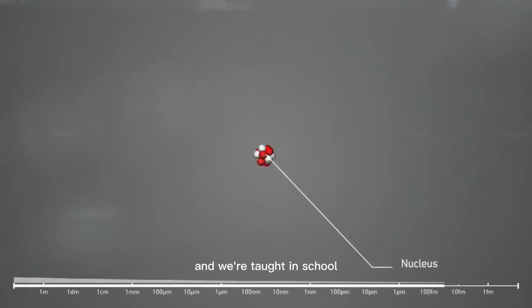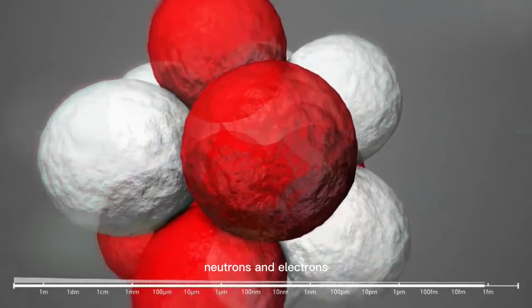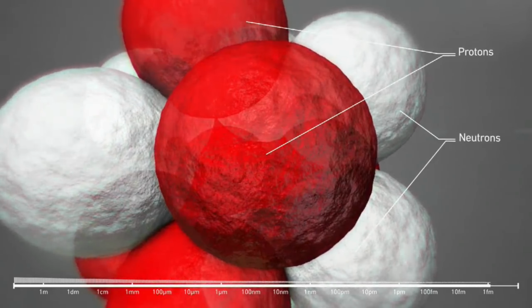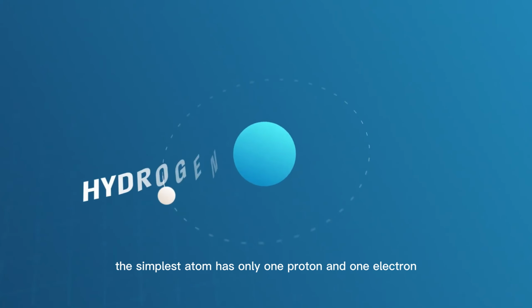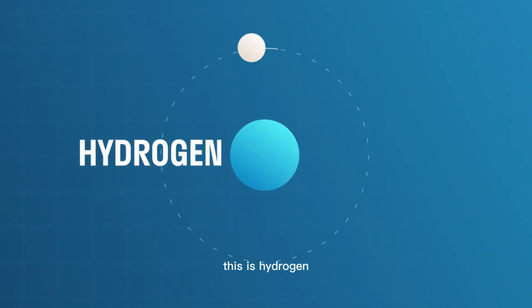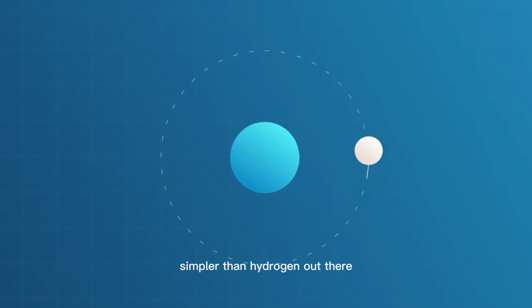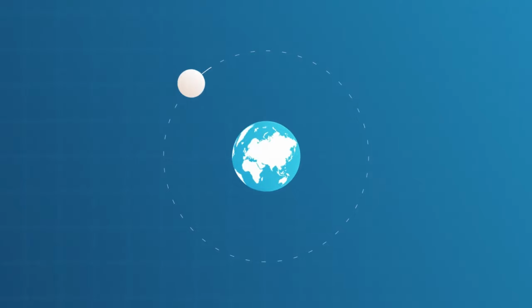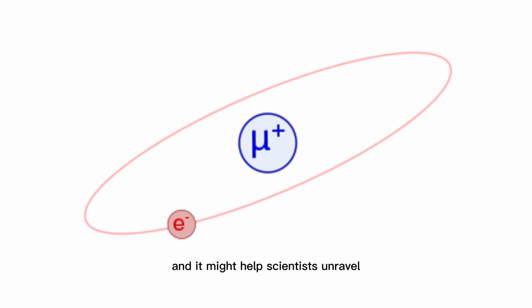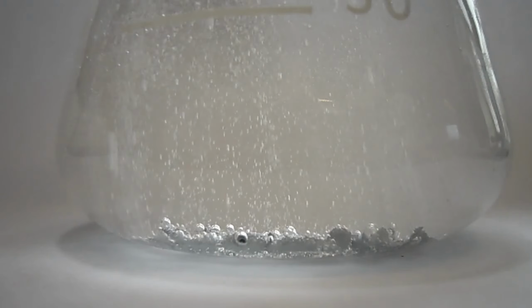And we're taught in school that atoms are made up of some mix of protons, neutrons, and electrons. The simplest atom has only one proton and one electron. This is hydrogen. Yet it turns out that there is an element even simpler than hydrogen out there. It's called muonium, and it might help scientists unravel the deepest secrets of physics.